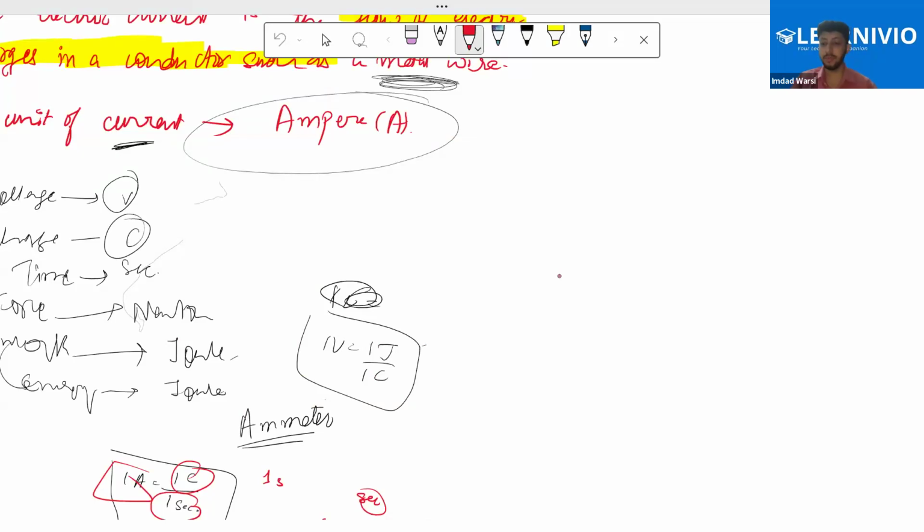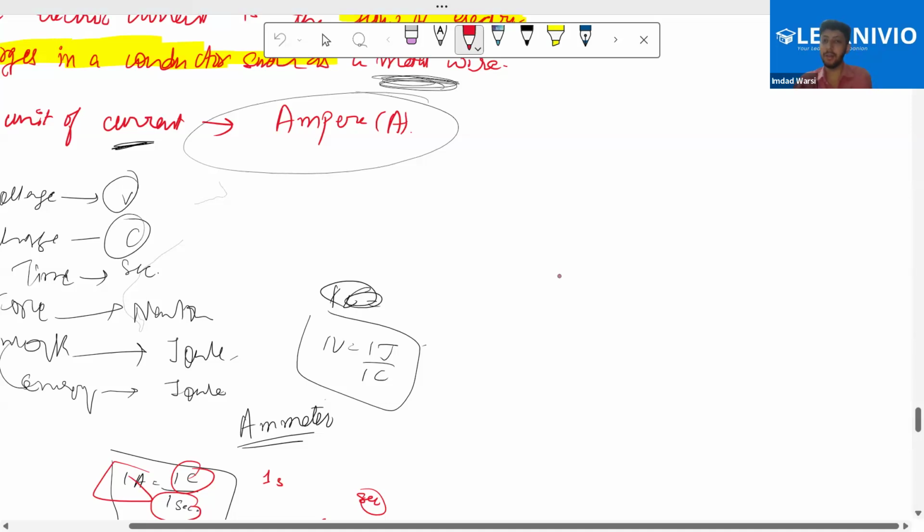I'm asking you, voltmeter. What characteristics of a voltmeter are required? Parallel to the conductor and high resistance. High resistance of the voltmeter, and it should be connected in parallel. Why is high resistance required for a voltmeter?